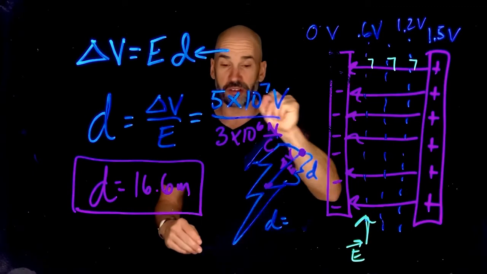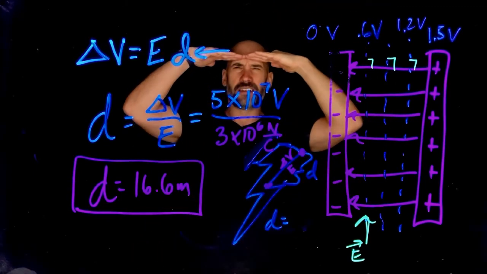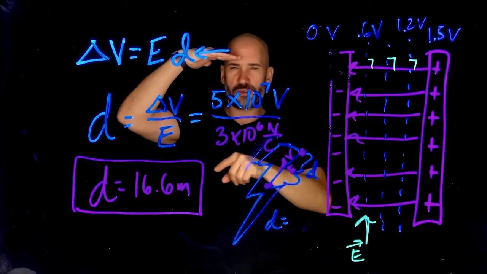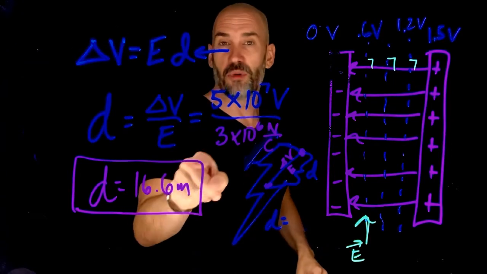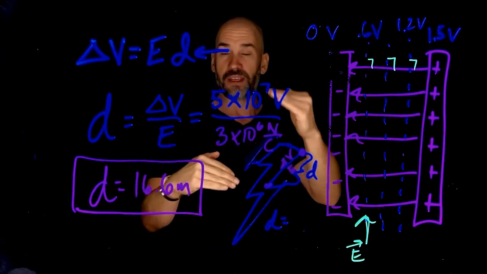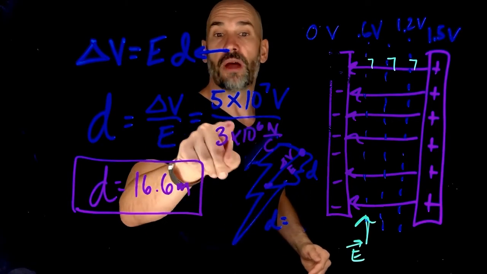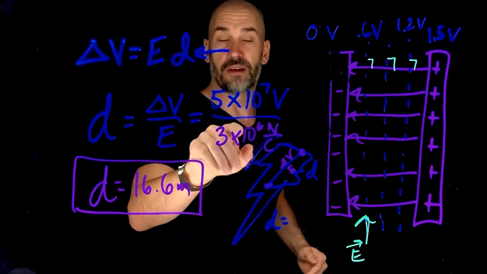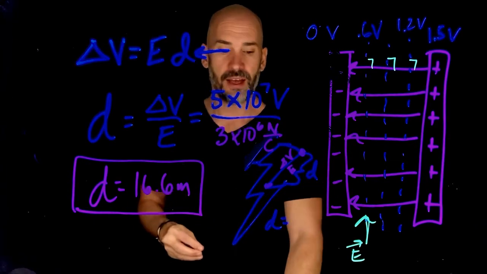All right. So roughly, let's say in general, 15 to 20 meters is the length of each of those little squiggles that you see when you see lightning flash in the sky. So you're looking at lightning in the distance and you see all those little zigzags. They are 16.6 meters long because that is the distance required to get the sufficient potential difference to actually have dielectric breakdown, where you have the electrons willing to jump from one part to the other.